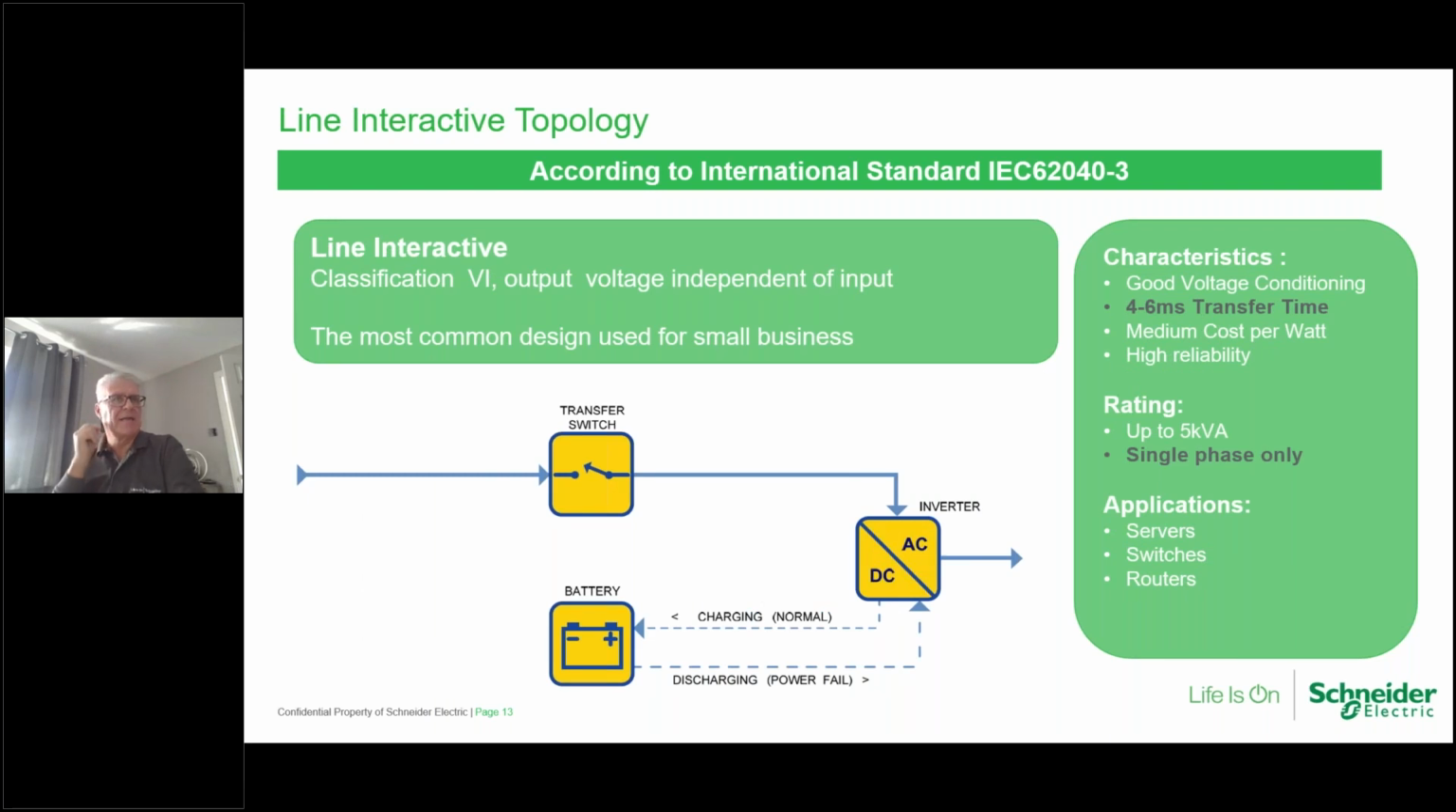If we go to the next one, line interactive, we get a bit more complexity. This is what we call voltage independent. This means that the output voltage we provide through the inverter is independent of the utility supply because we're effectively reforming the output. We do have a transfer. We have a medium cost per watt. It's high reliability, but it's typically only used in up to 5 kVA devices, and certainly again, single phase.